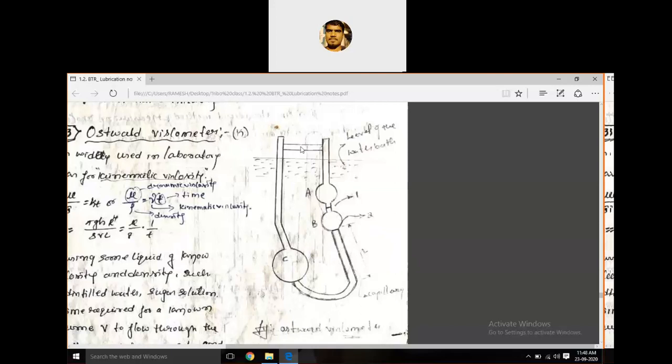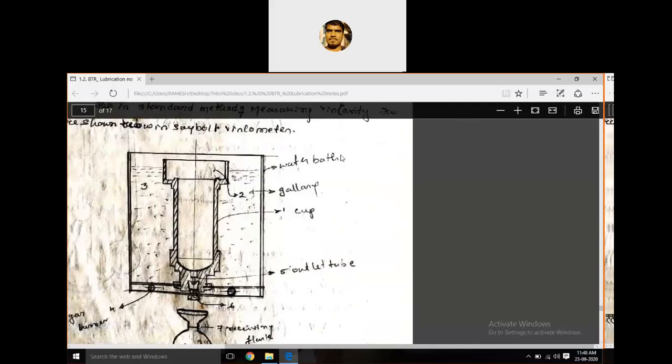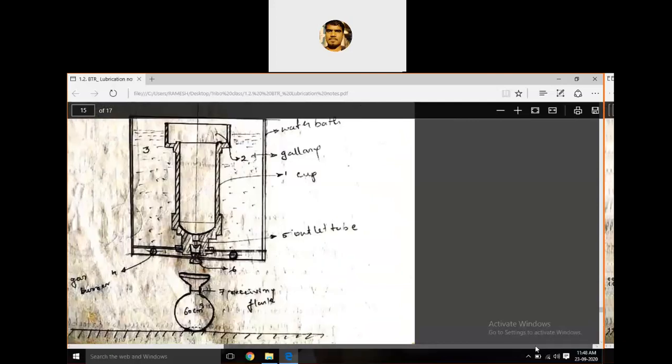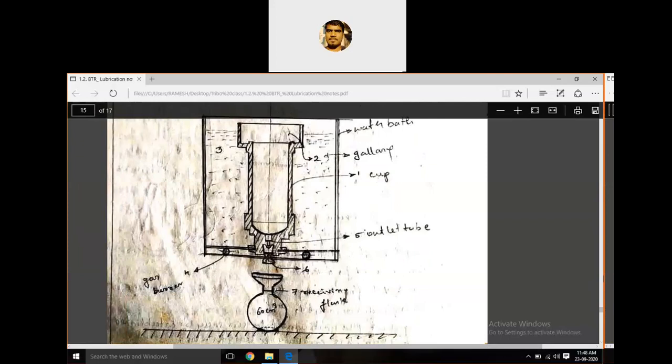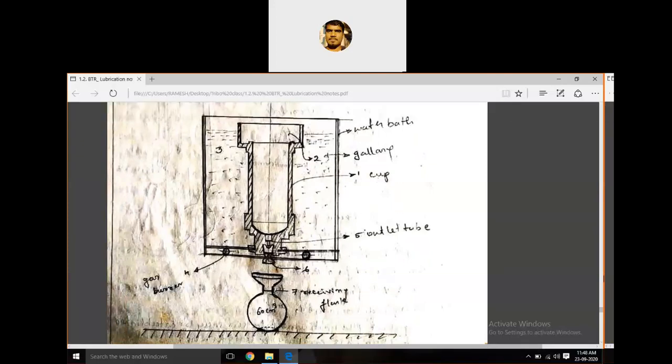The next type of viscometer is called the Saybolt viscometer. Using this viscometer, we find the Saybolt universal viscosity. We are not directly getting the absolute or kinematic viscosity; we get the Saybolt viscosity of the liquid. This is one of the standard methods of measuring viscosity.